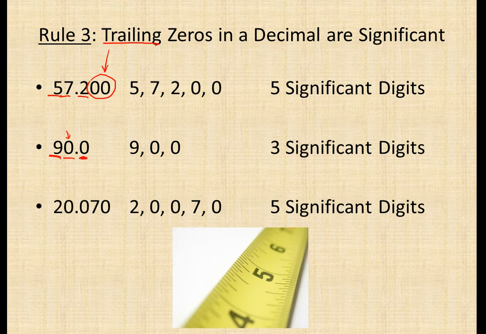Our last one, we're looking at non-zero digits, which are 2 and 7. We have 2 zeros in between non-zeros, so those 2 count, and then we have our trailing 0 here. So when we look, we have 2, 0, 0, 7, and 0, which is 5 significant digits.